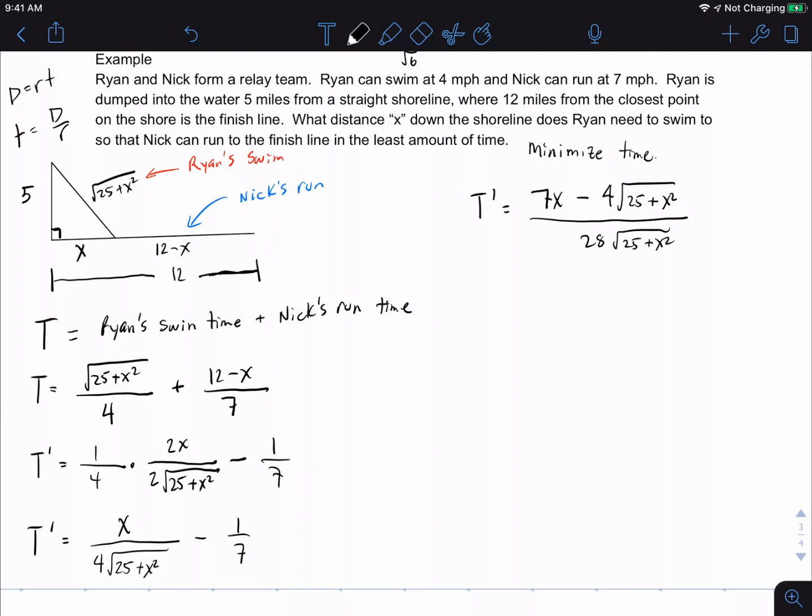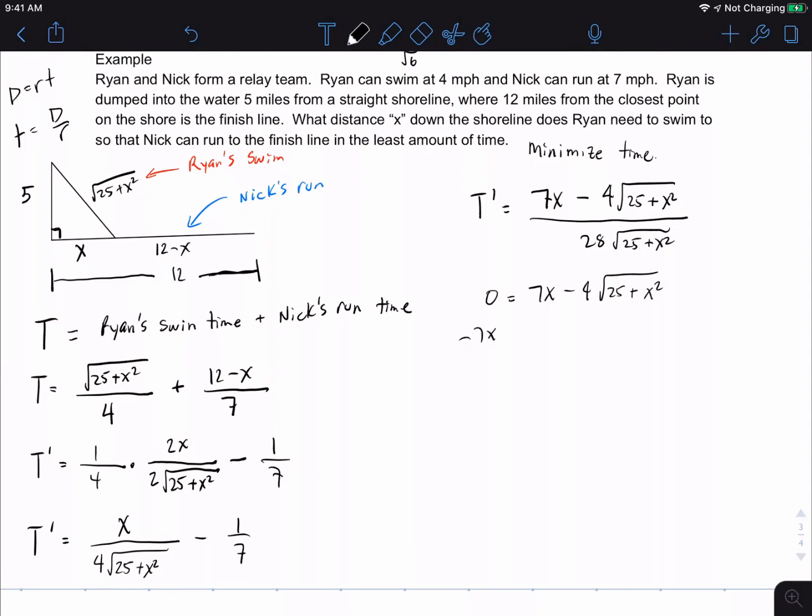Okay. Now from here then, the denominator you can see will never be 0, right? Because 25 plus x squared, you can't plug in any number that's going to make that become a 0. So we don't have to worry about the denominator at all. Again, we'll have to worry about the numerator. So I'm going to go 0 is equal to 7x minus 4 times the square root of 25 plus x squared, that quantity.